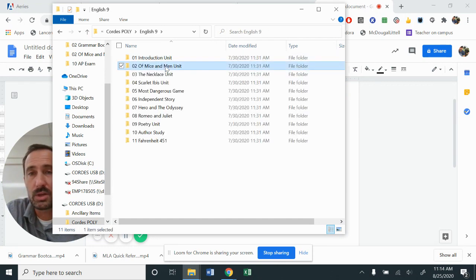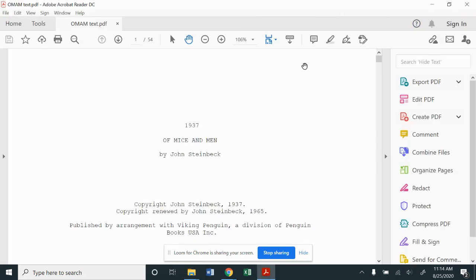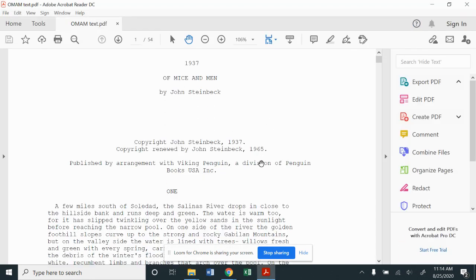Here we go. English 9 Of Mice and Men. Look at all this stuff I've got. Holy cow, Mr. Cordes, you have a lot. Here we go. I've got my Of Mice and Men story.